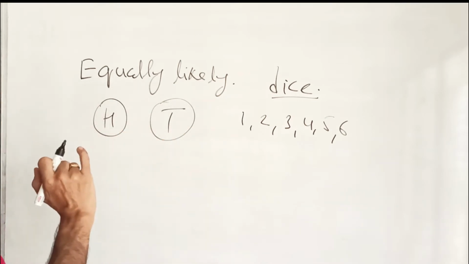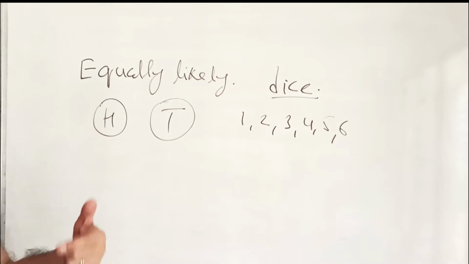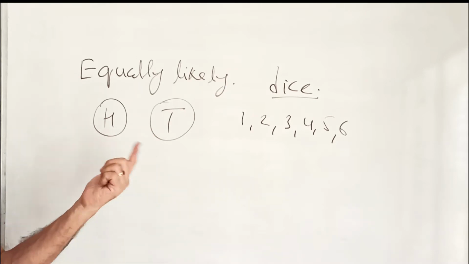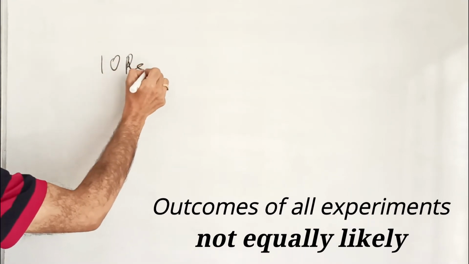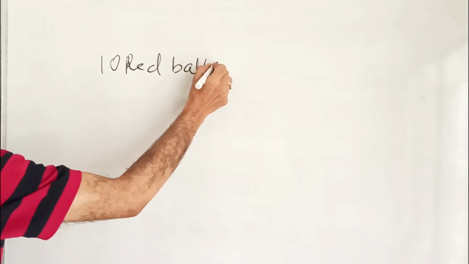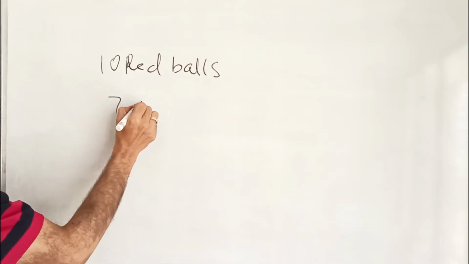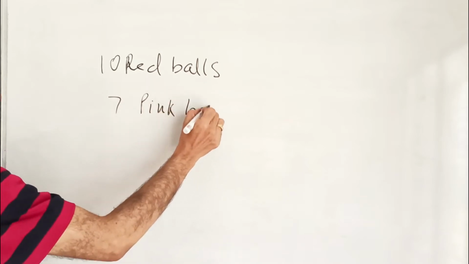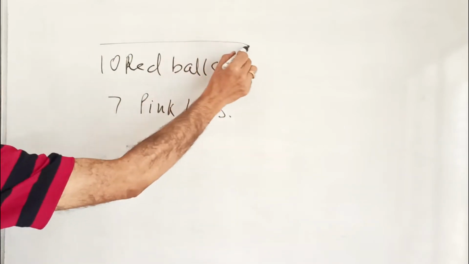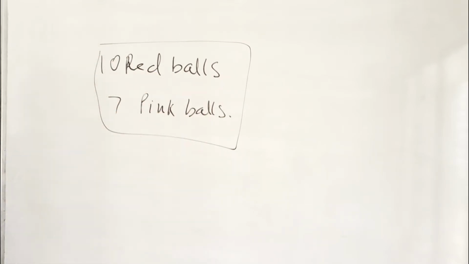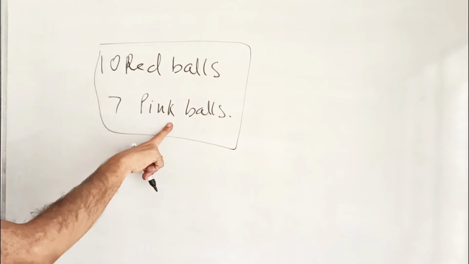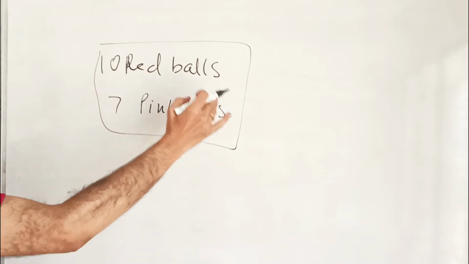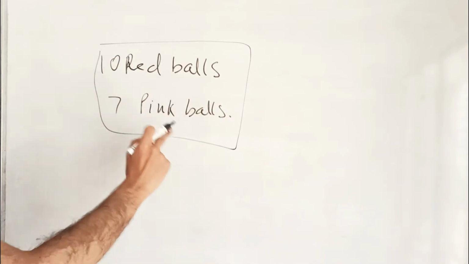Okay, students. Now let us see which one cannot be equally likely, because all experiments do not have equally likely outcomes. Let us consider 10 red balls and 7 pink balls in a box. If we select randomly, what happens? There are more chances of red balls, but fewer chances of pink balls. So these outcomes, red ball and pink ball, are not equally likely.